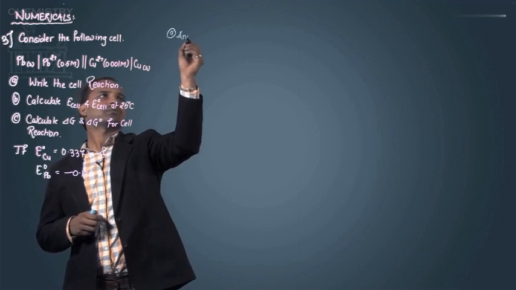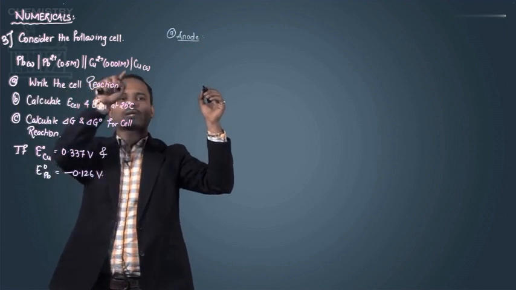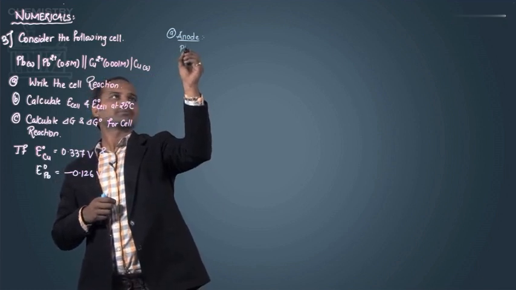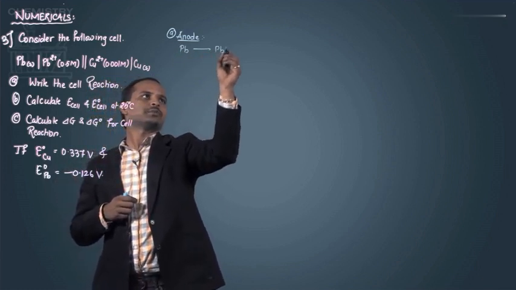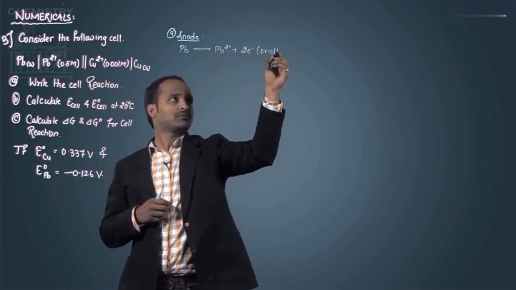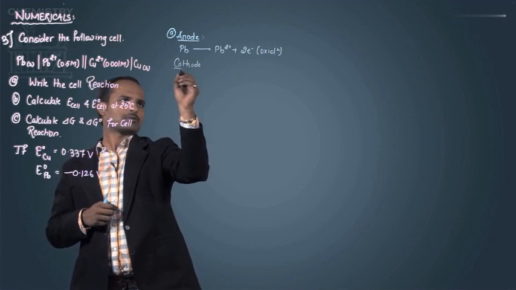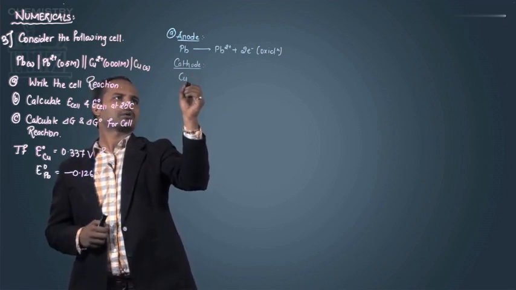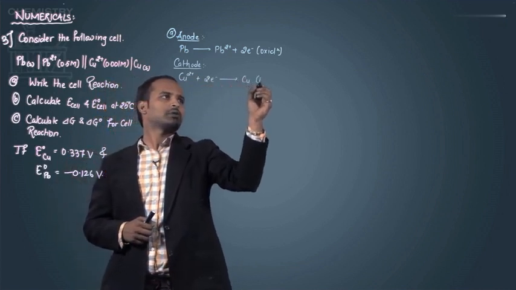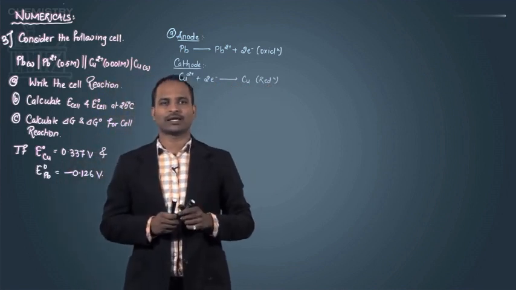To get the cell reaction, we have to write the anode and cathode reactions. Here the lead is acting as anode and copper is acting as cathode, as it is present on the right hand side of the salt bridge. So Pb will give Pb2 plus and 2 electrons. Oxidation, I can say here. Cathode reaction: Cu2 plus will gain 2 electrons and will give Cu. That is reduction.